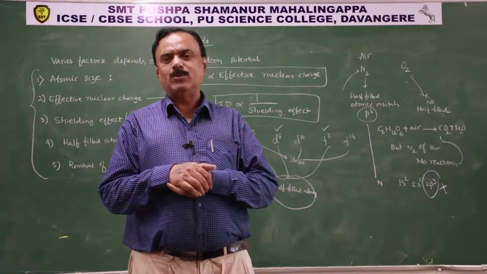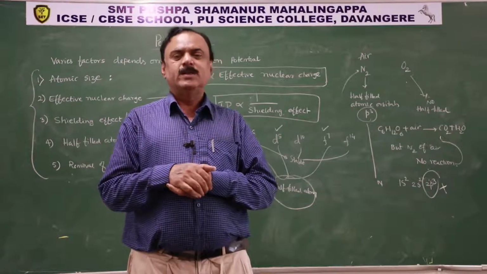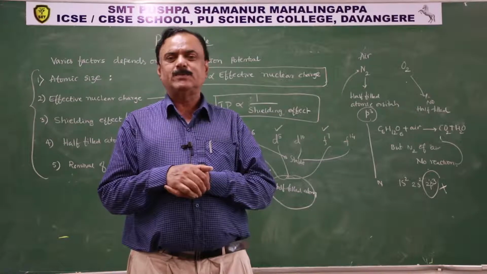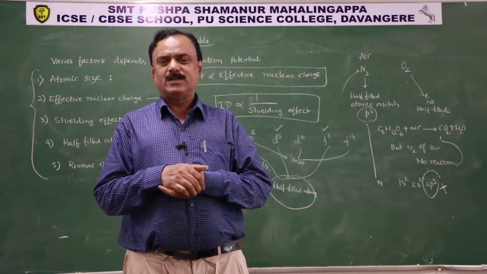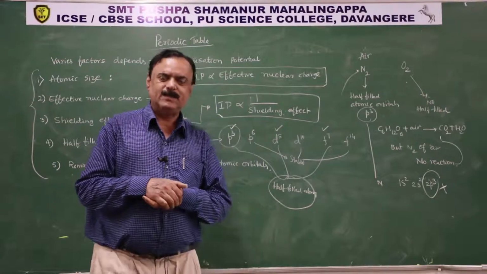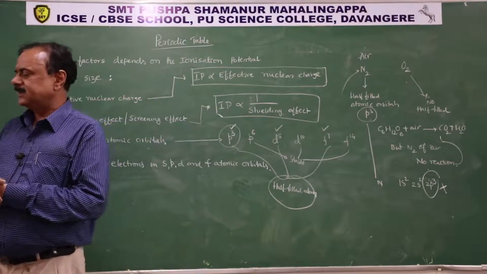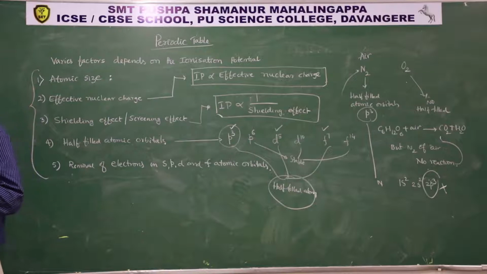Therefore, in such cases, more amount of energy is required. Therefore, half-filled atomic orbitals require a higher amount of energy to remove an electron from the higher energy level. Is it clear? Yes. That is why nitrogen ionization potential is very large. Now the last one is removal of the electrons. The last one is removal of the electrons in SPDF atomic orbitals.